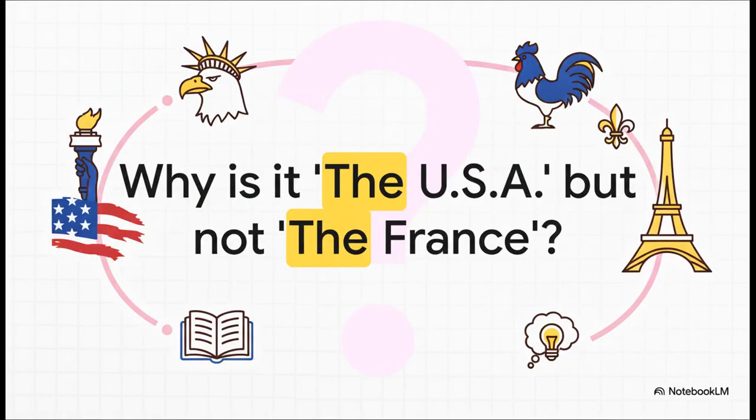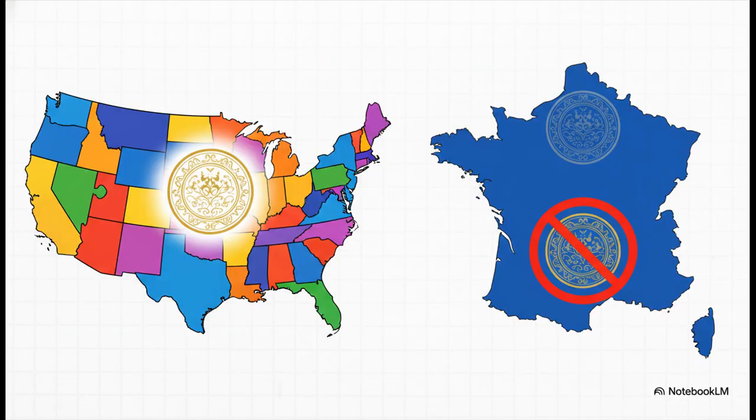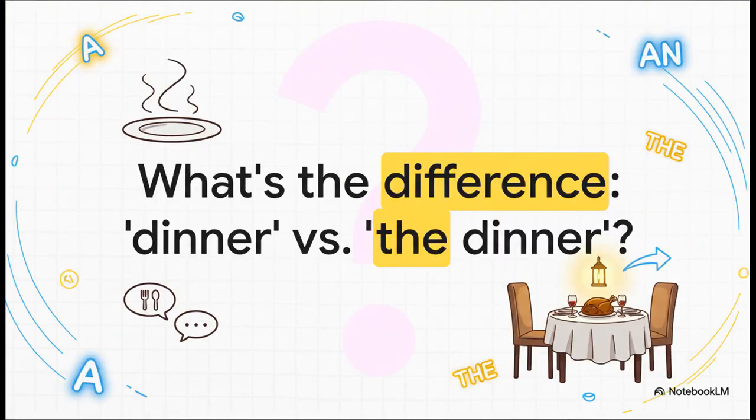All right, time for a little pop quiz. Let's apply what we've just learned. Based on those rules, why on earth do we say the USA, but we don't say the France? The clue is hiding right in the name itself. That's it, exactly. It's because the name, the United States of America, has that word states right in it. That puts it in that special descriptive bucket. But France, that's just a name. It's not a description. So no article needed, see? It makes sense. Okay, let's do one more.